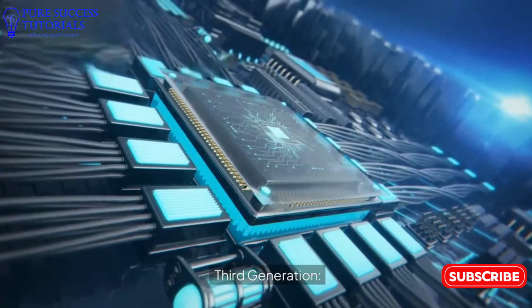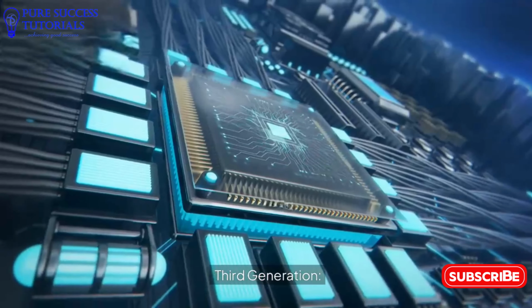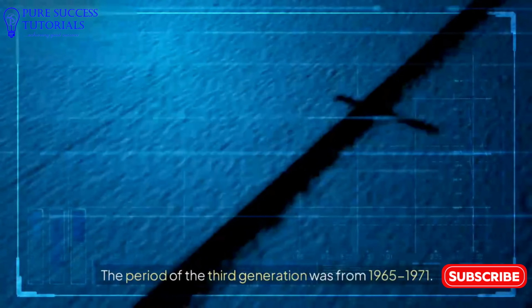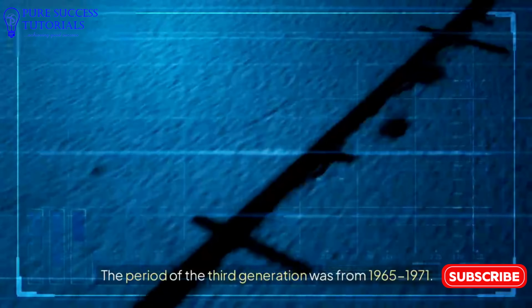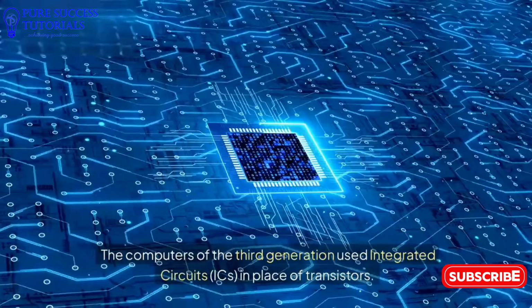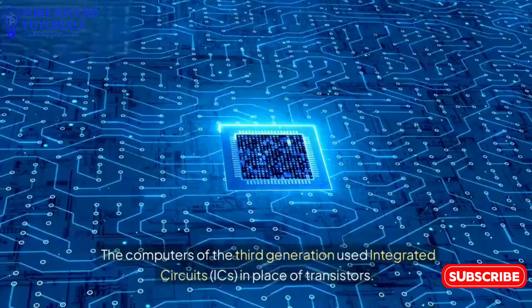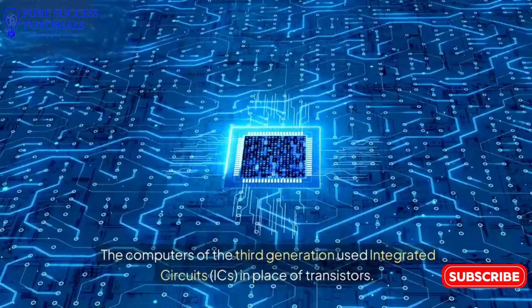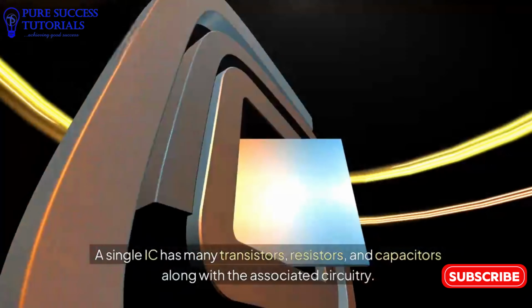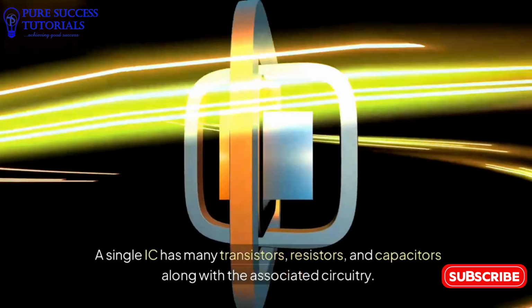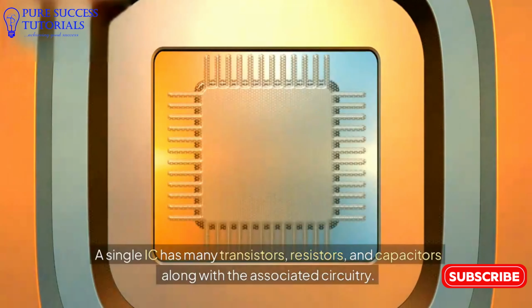Third generation. The period of the third generation was from 1965 to 1971. The computers of the third generation used integrated circuits, ICs, in place of transistors. A single IC has many transistors, resistors, and capacitors along with the associated circuitry.